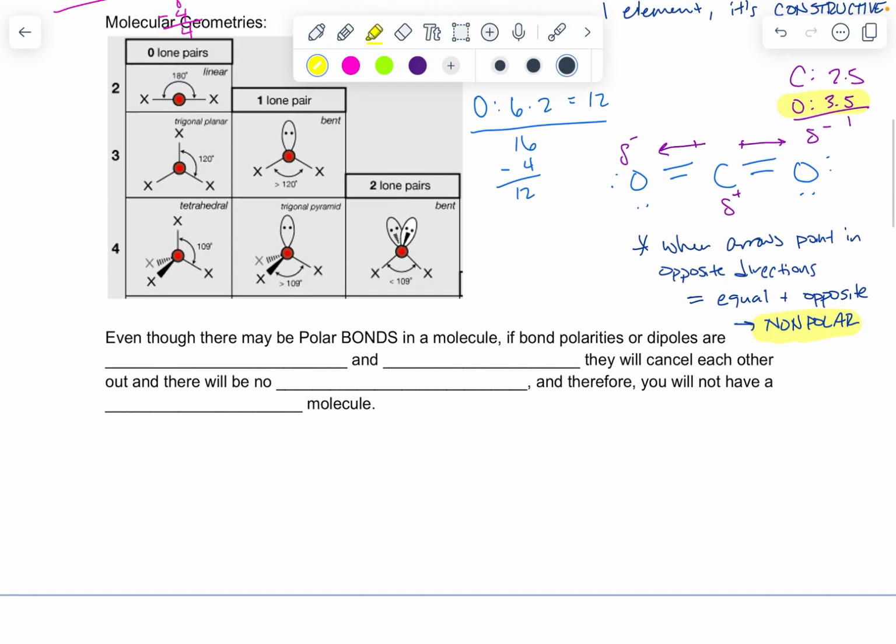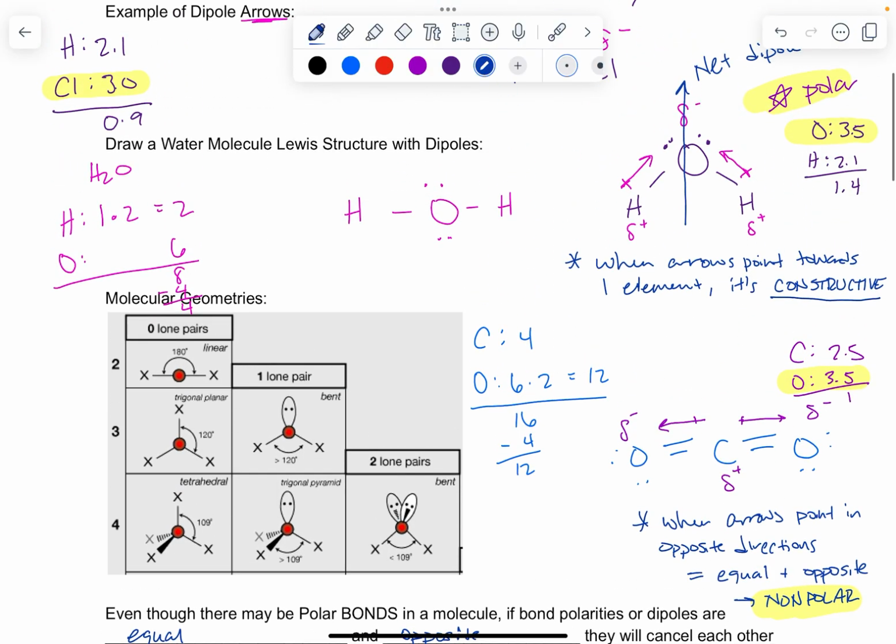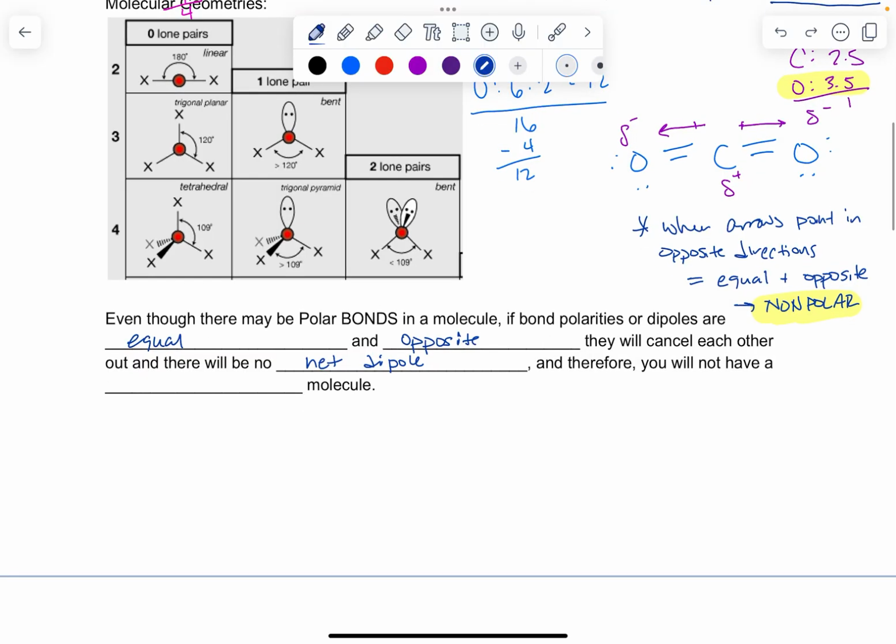Okay, let's fill in the blanks down here for the last little part of page 1. Even though there may be polar bonds in a molecule, if bond polarities or dipoles are equal and opposite, they will cancel each other out and there will be no net dipole, right? My net dipole was this thing right here. If there's no net dipole, that means you do not have a polar molecule. Hopefully that helps you guys a little bit.